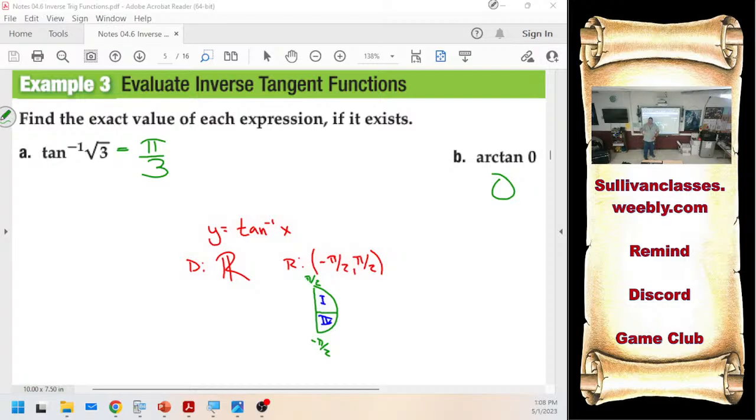Now, curious, what's the tangent of pi over 2? Look at your circle. Oh, it's no answer. Undefined, right? So here's my question for you. If the tangent of pi over 2 is undefined, can I do arctangent of undefined to get pi over 2?